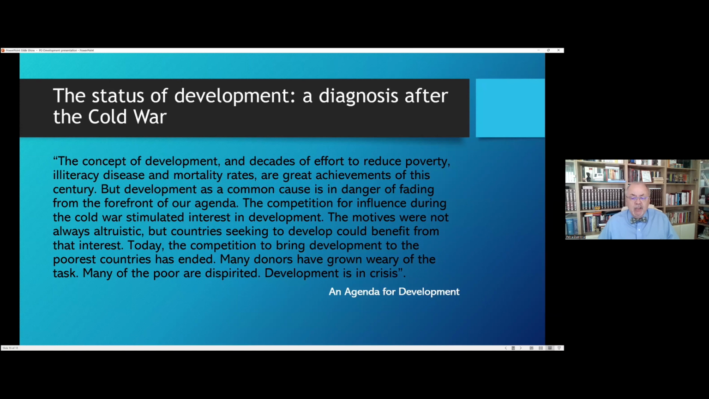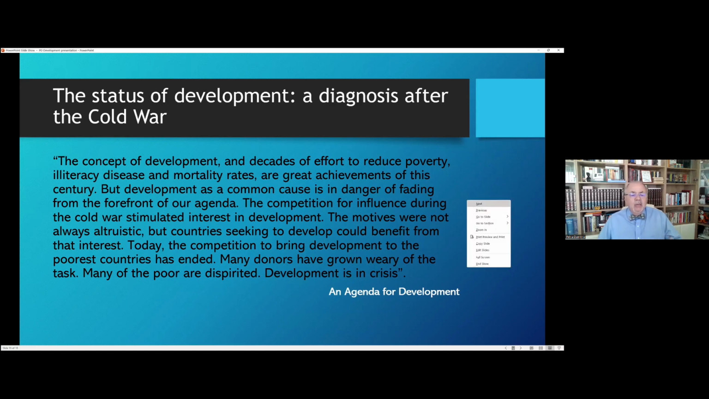Today, the competition to bring development to the poorest countries has ended, so there is no more competition. Many donors have grown weary of the task. Many of the poor are dispirited. Development is in crisis. We have to believe the words of Boutros Ghali.